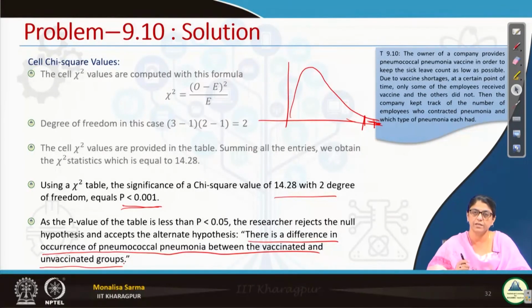What was my earlier question? Does this vaccination have any effect on the occurrence of pneumococcal pneumonia? Yes, the vaccination has an effect on pneumococcal pneumonia in the people, because the null hypothesis says there is no effect, and the alternate hypothesis says it has an effect. Now this story does not end here. That is one of the beauties of the chi-square distribution, I should say.